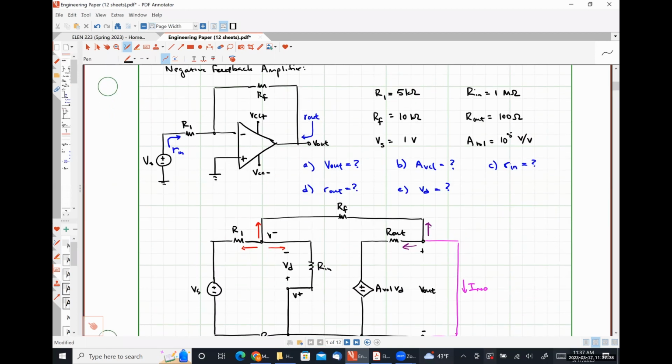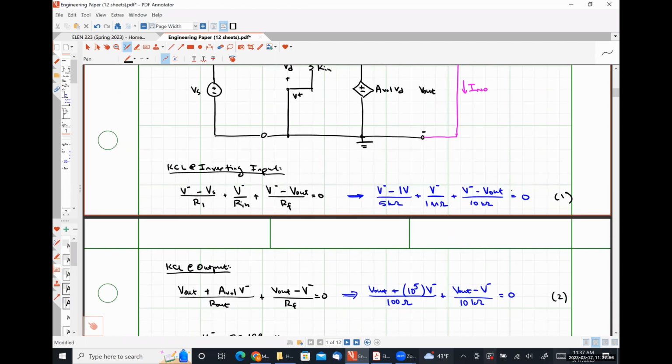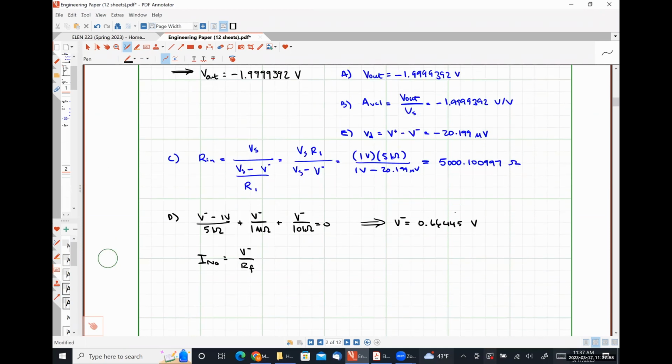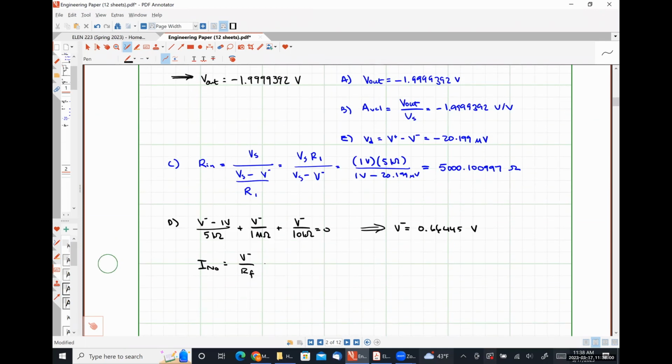And then we have this current flowing in, which is AVOL times VD, or AVOL times negative V minus divided by RF. Everybody okay with that? Okay. That looks like a terrible VOL.